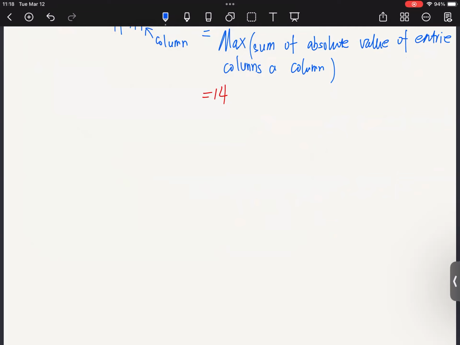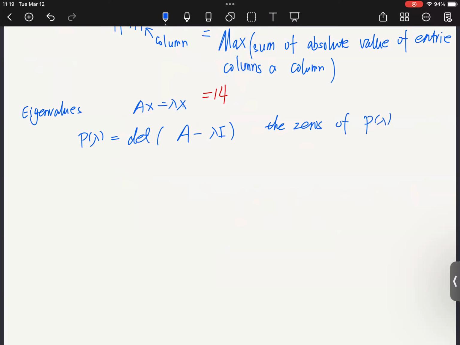I have already told you how to define the eigenvalue. The eigenvalue is defined by AX equals lambda X. And if you want to calculate the eigenvalue, you should solve the characteristic polynomial. The characteristic polynomial is just the determinant of A minus lambda I. This is the characteristic polynomial P of lambda, and the roots of P of lambda are the eigenvalues.